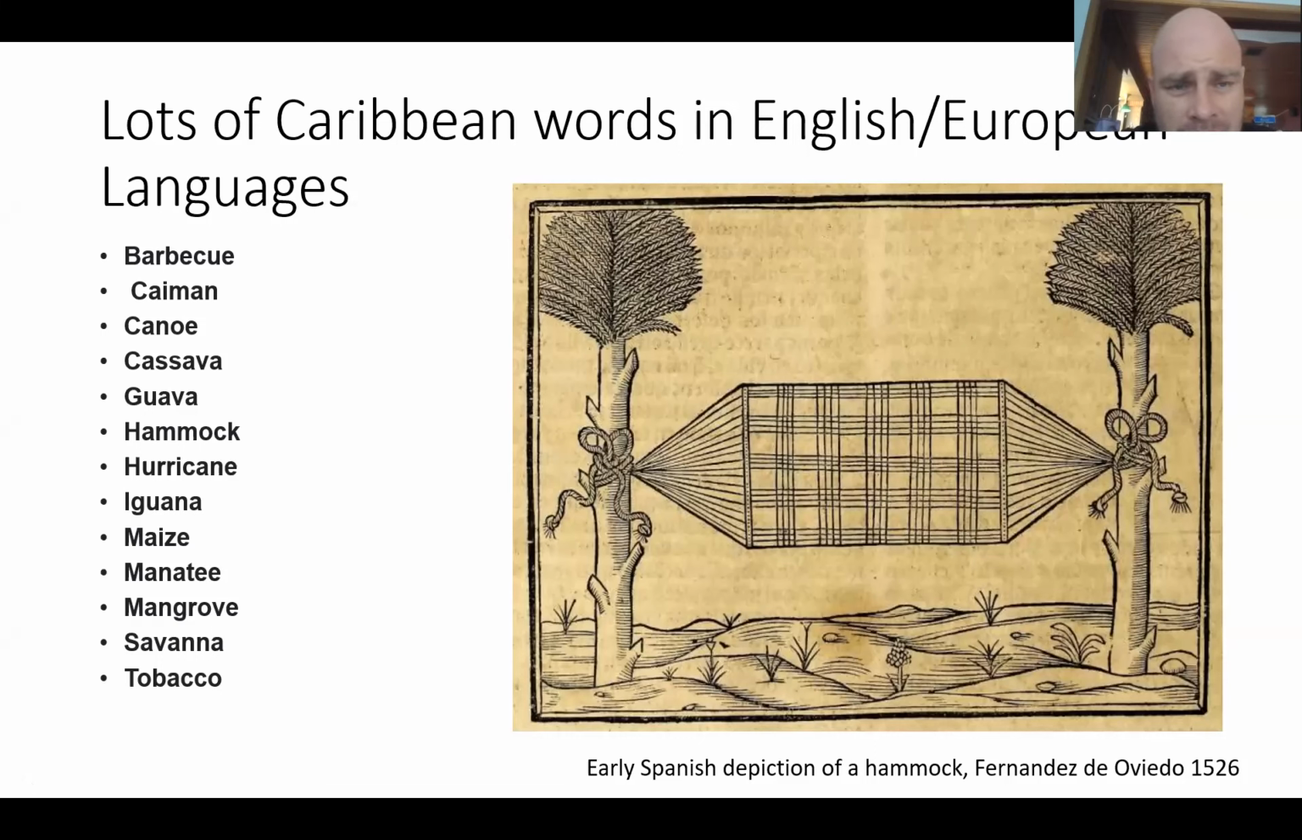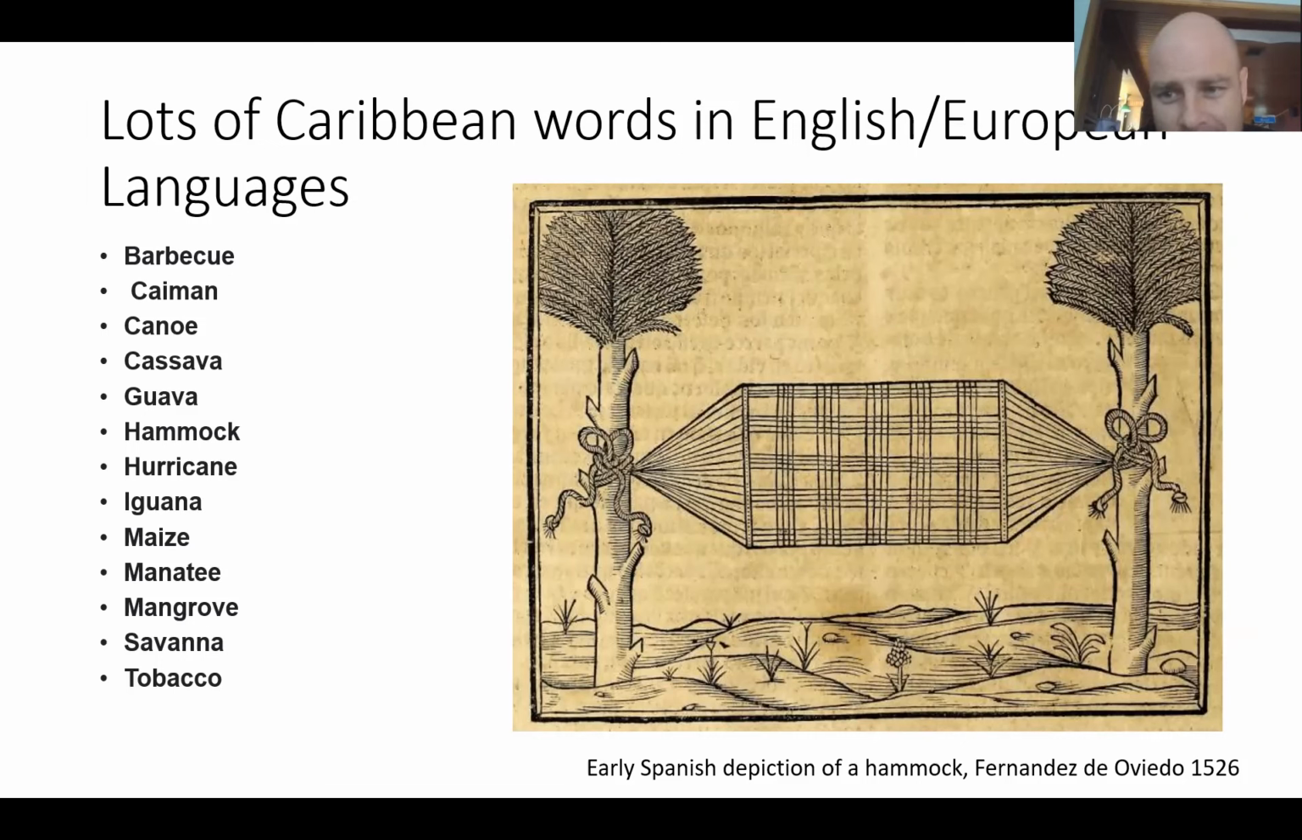Now, because of this early contact, there's also a lot of linguistic influence from the Caribbean on modern European languages. So these are just a few words, but terms like barbecue, caiman, hurricane, hammock, iguana, maize, savannah, these are all terms that are actually from Taino, which is one of the major Arawakan Caribbean languages.